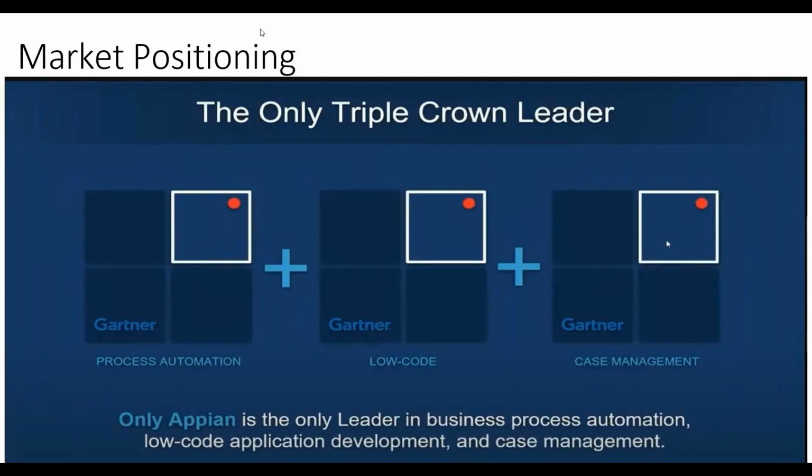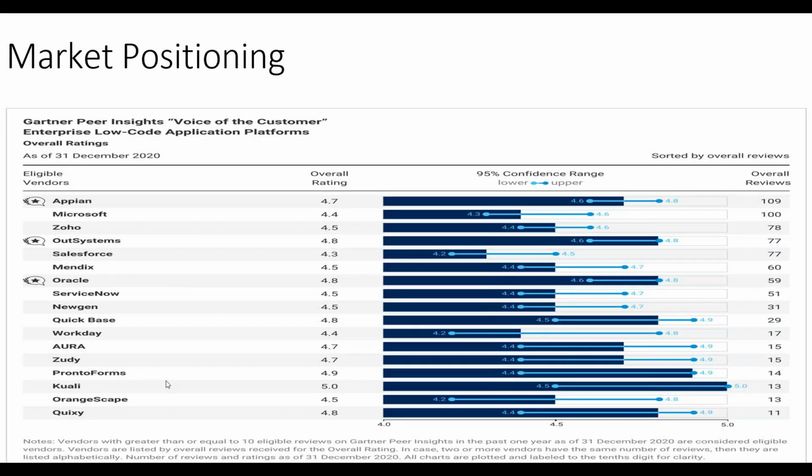So why? Because it's process automation. It's also low code, and it also helps you with a case management system. That's why Appian is in very high demand in the market. If you talk about it, it's definitely leading the market. It's definitely not older than Pega, because Pega is a well established company and well established tool. But Appian is growing very fast. The growth rate of Appian is very high.